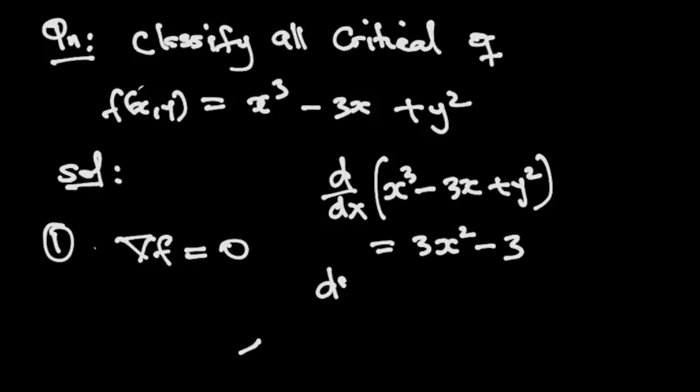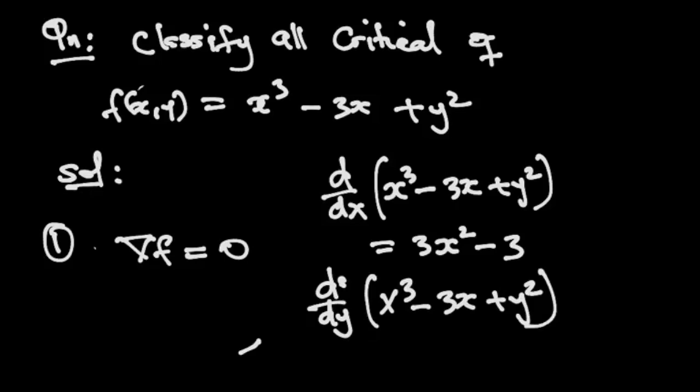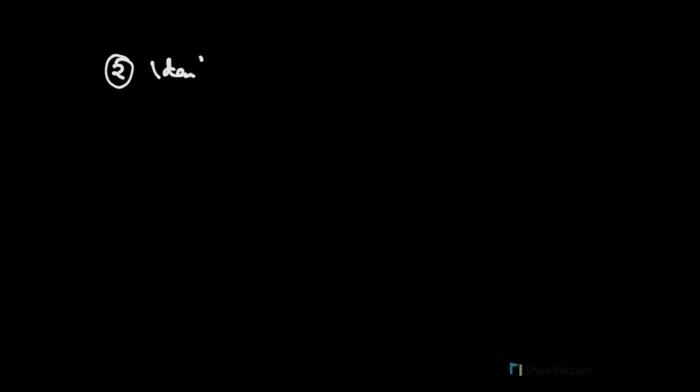Now what about with respect to y? So that would be 0 plus the derivative of y squared. Now all the x terms here will be constant, and the derivative of a constant is always 0. So for this case, this one will give you 2y.